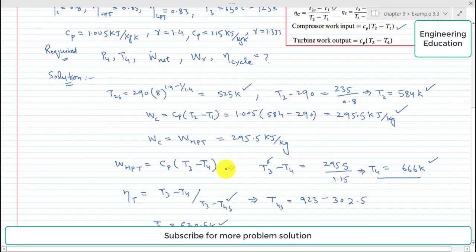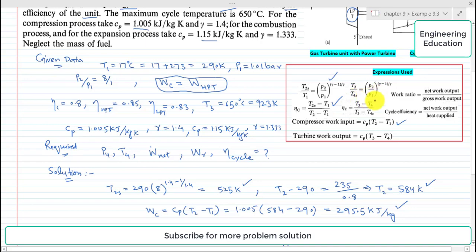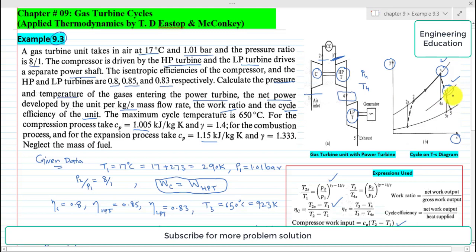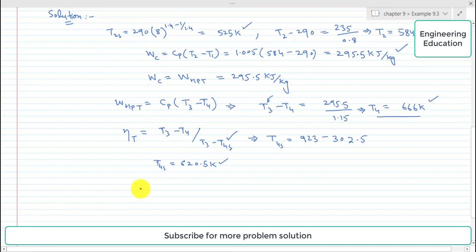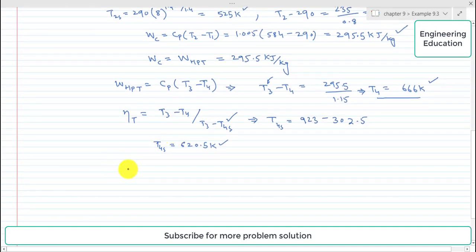Now using the expression T3 by T4 is equal to (P3 by P4) power (gamma minus 1) by gamma. This is the relationship between temperature ratio and pressure ratio for high pressure turbine. So now we can write it like this: T3 by T4 is equal to (P3 by P4) power (gamma minus 1) by gamma. So in this expression, T3 is known, T4 is known. We can find the pressure ratio P3 by P4.